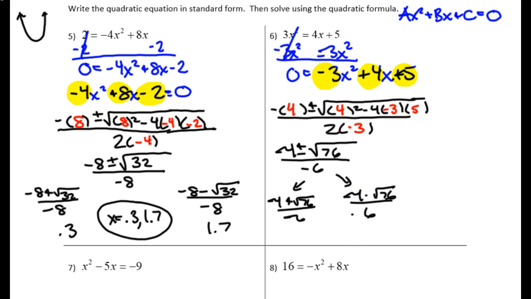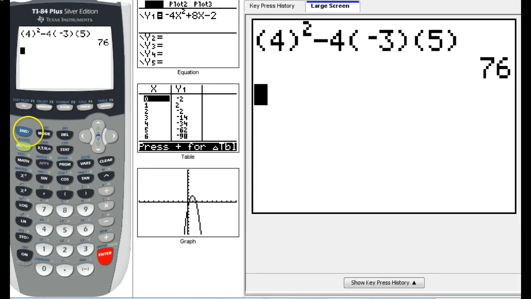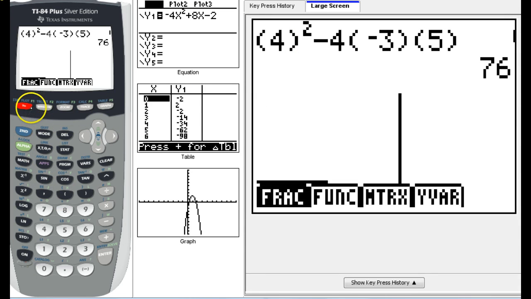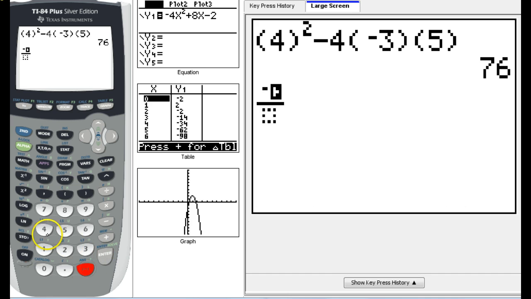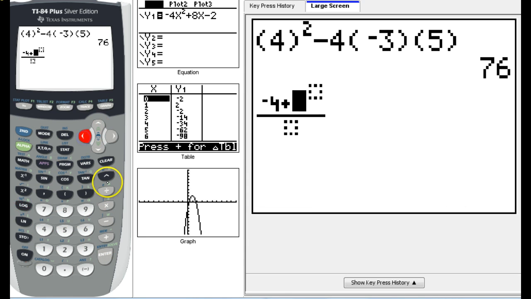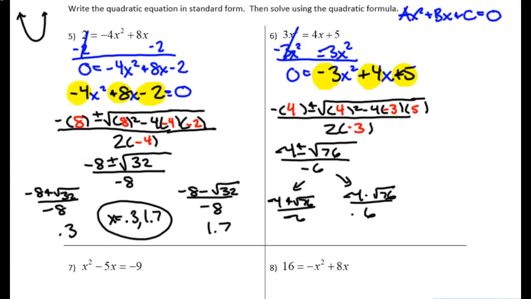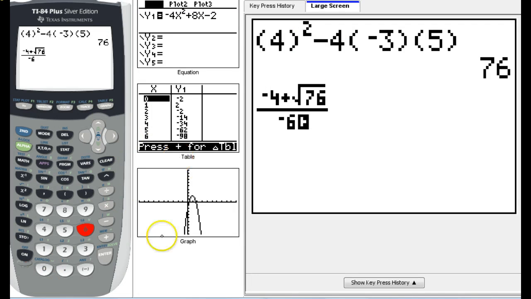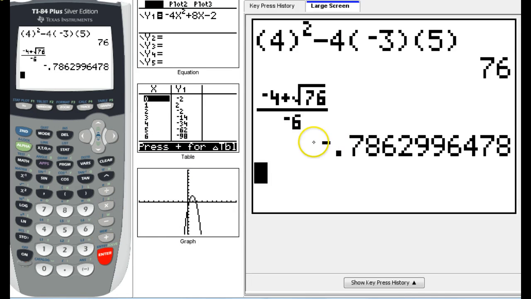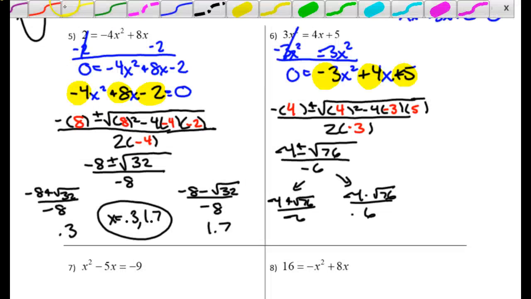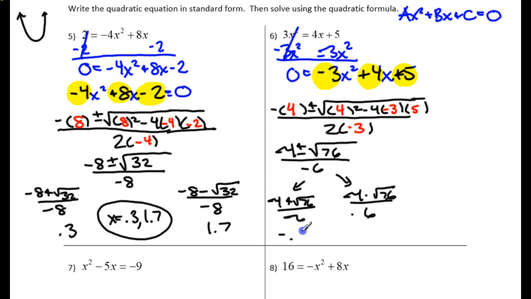Alright, so let's go ahead and do that. Get our fraction, negative 4 plus square root of 76 over negative 6, right? Okay, so now that we've punched all that in, let's see what we get for our first answer. Negative 7.8. This tells me to round the 7 up, so it'll be negative 0.8. So the first answer is negative 0.8.